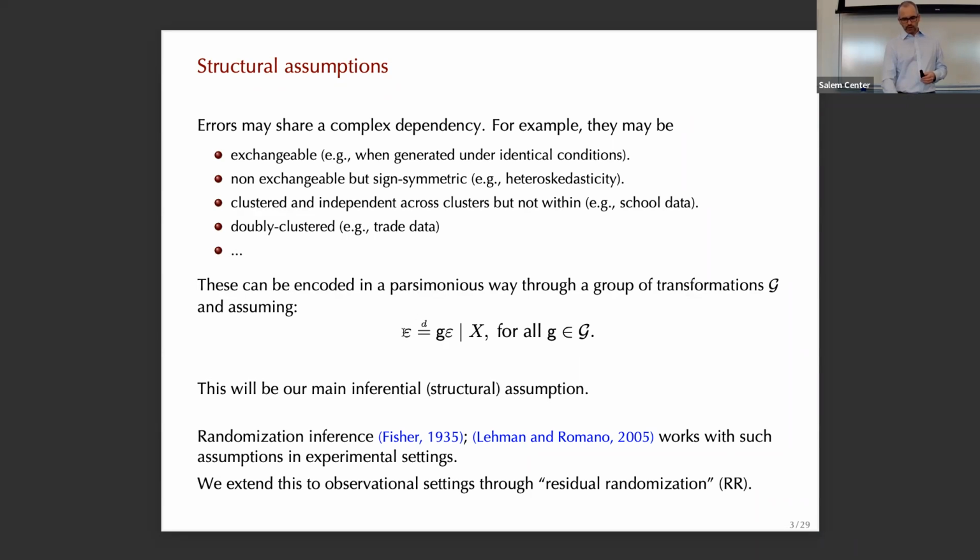Okay. So think of the errors, let's say, being normal. Right. This G now can be, suppose these are independent normals. In this case, you can just completely flip their signs. The distribution is unchanged, right? Because the normal distribution is sign symmetric.